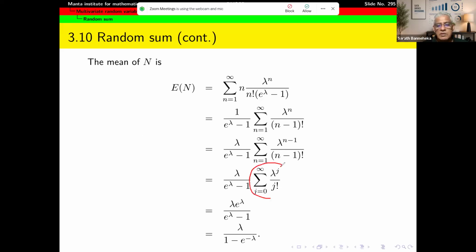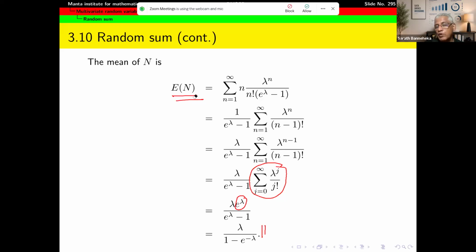This term here is actually equal to e to the power lambda. You get this expression if you expand e to the power lambda using Taylor expansion around 0. So now, the expected value of N, where N has a zero truncated Poisson distribution, is equal to this expression here.